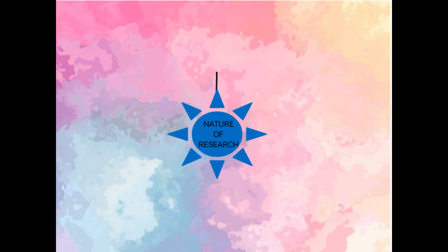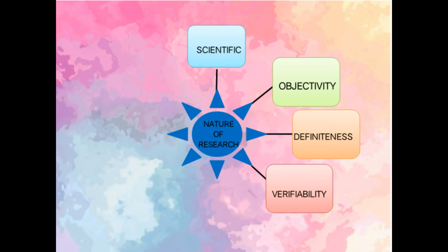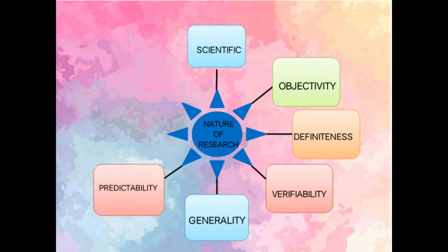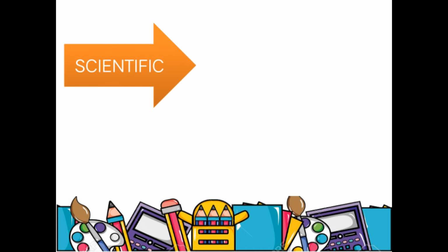First nature of research is scientific. Next, objectivity, definiteness, verifiability, generality, predictability. We also have modifiability, and lastly, systematic.